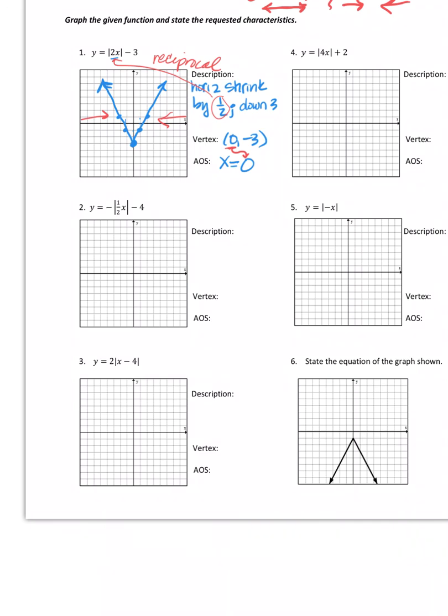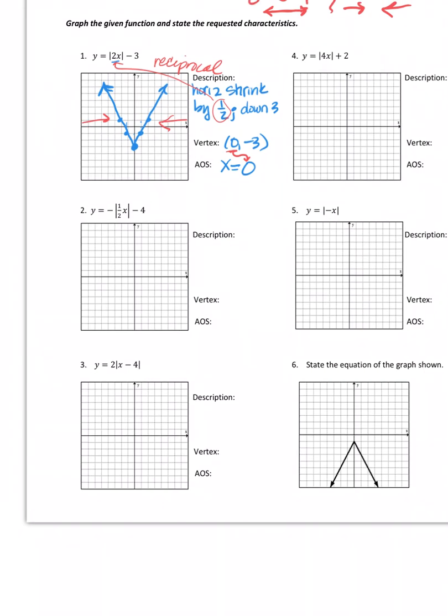Number 2. Negative 1/2, absolute value of 1/2 x minus 4. All right, so let's take this piece by piece. What does the negative in the front mean? That means it's going to be reflected over the x-axis. That's a vertical reflection. Okay, the 1/2 is going to be a stretch. It's going to be a horizontal stretch by 2. Remember, take the reciprocal. And the minus 4 means it's going to move it down 4 units. So my vertex is no longer at 0, 0, but it's at 0, negative 4.